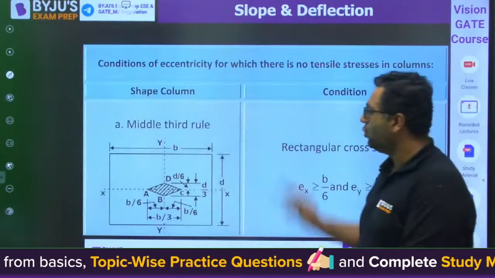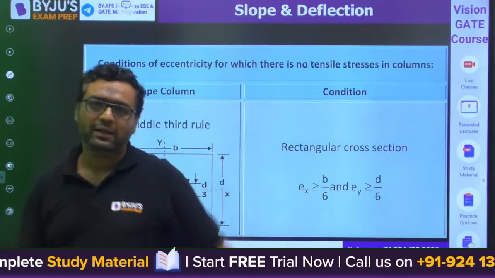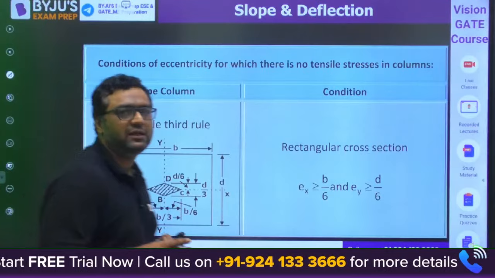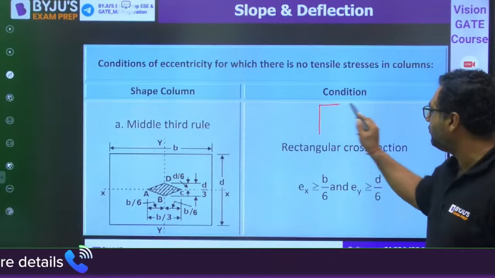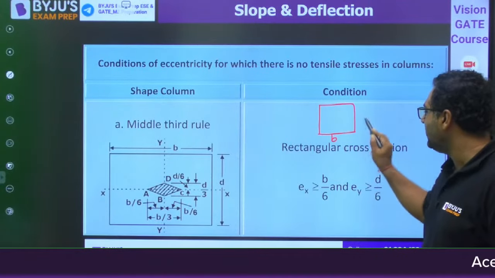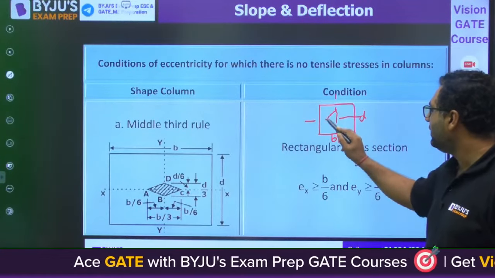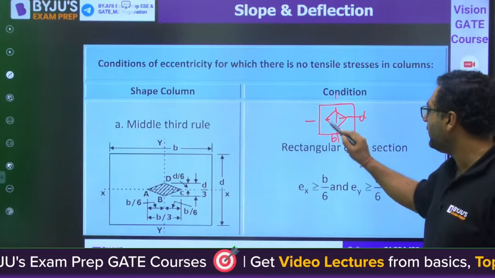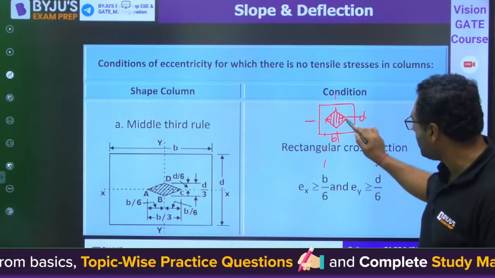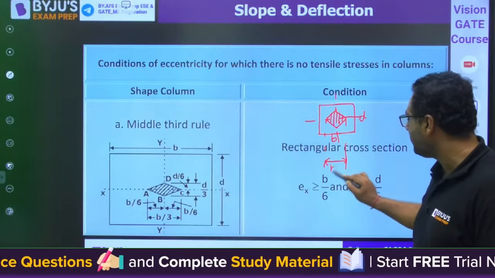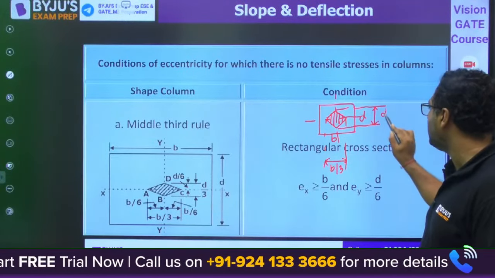Okay guys, next is the condition of core, kern or kernel. Whenever we have a rectangular beam cross section, where this is B and this is D, and you want to find the core, kern or kernel, it will come in an area like this. Here, this part is B by 3 and this part is D by 3. That's why we call it the middle one-third rule.